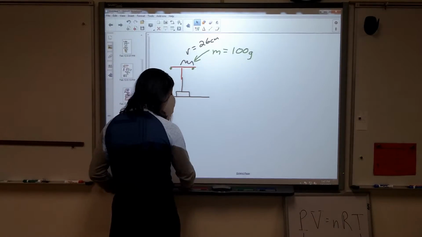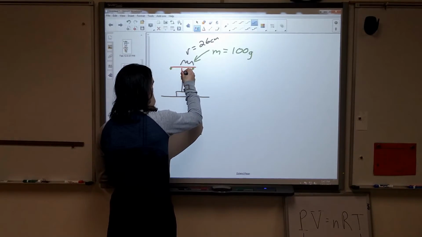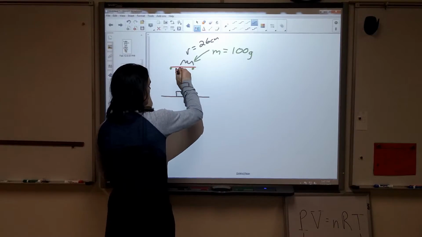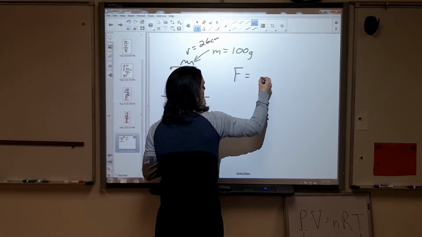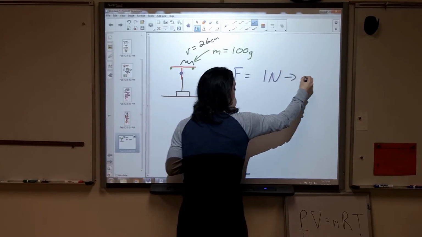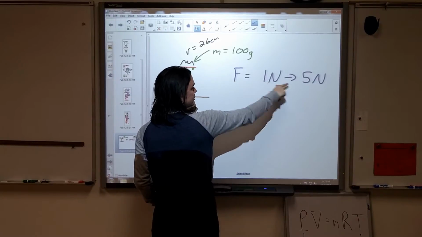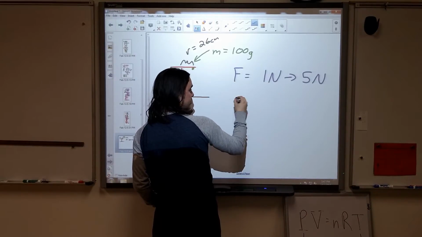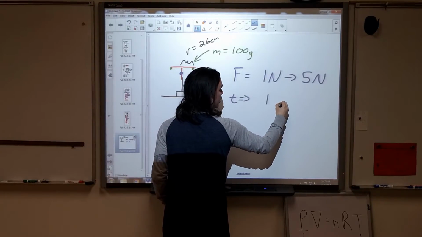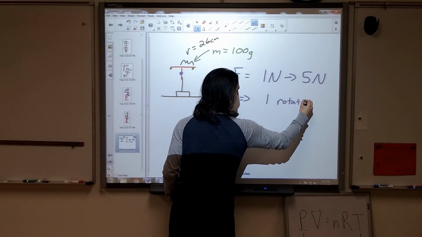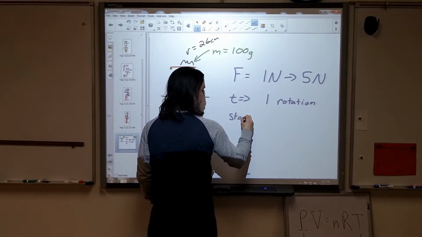All right. Then we wrapped a string around this part, and we pulled it out at a constant force from anywhere from 1 Newton to 5 Newtons. So you all set the force, and you recorded the time it took for 1 rotation. Furthermore, you started from rest.